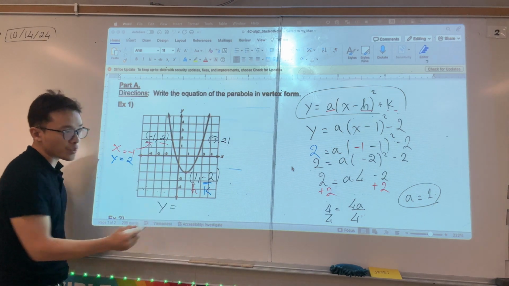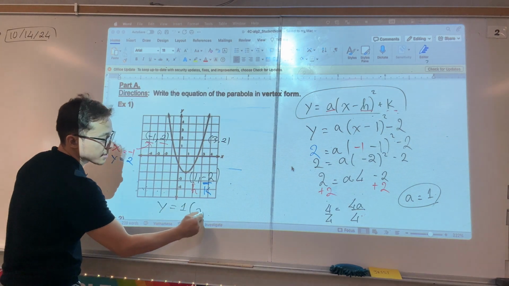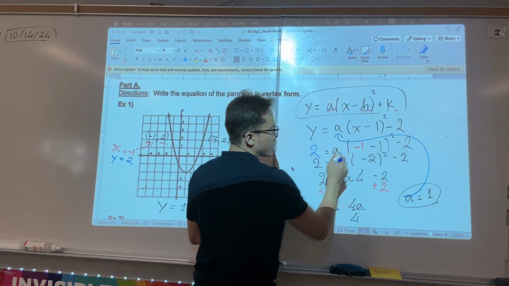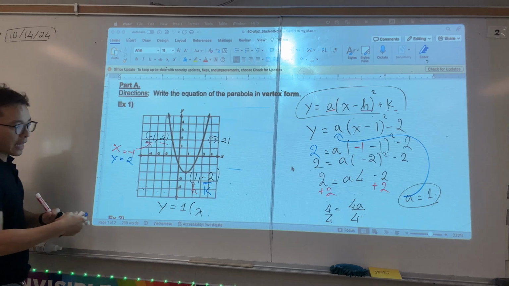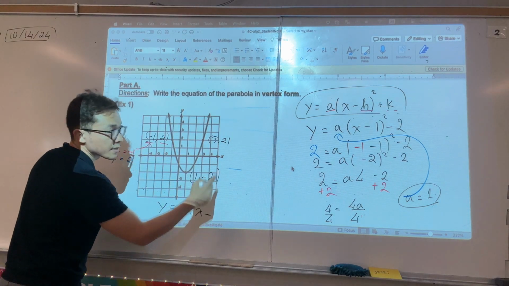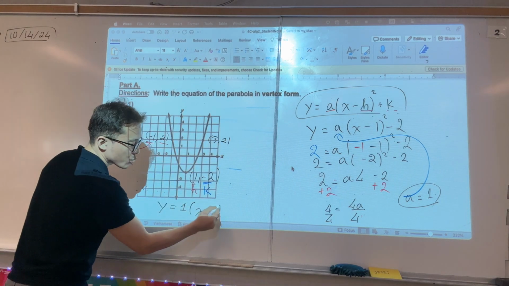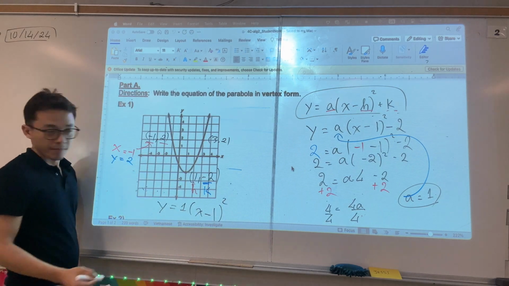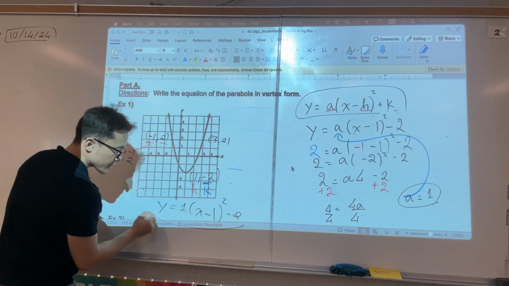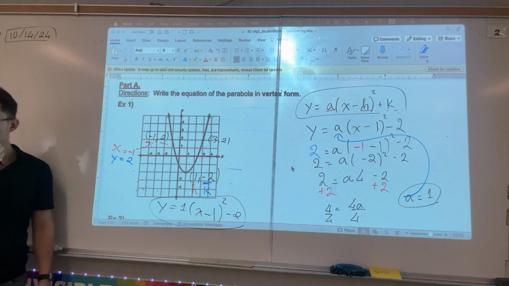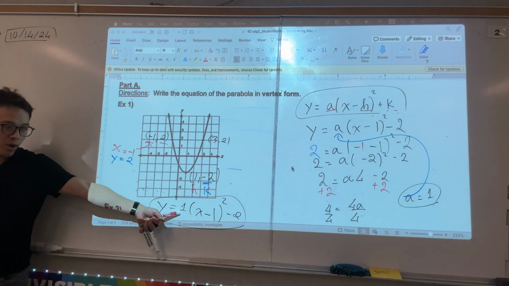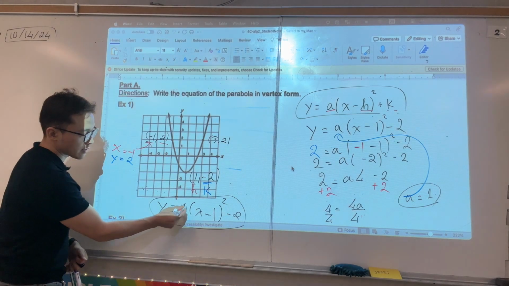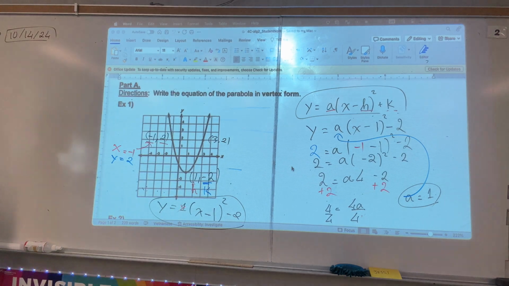Y equal to 1 x. You can plug a over here, and copy everything the same. X minus, minus 1 squared, and then minus 2. That's the complete answer. But then it's weird to keep the 1 anyway, so you can just cross out the 1. You don't need to write a 1. Invisible 1.